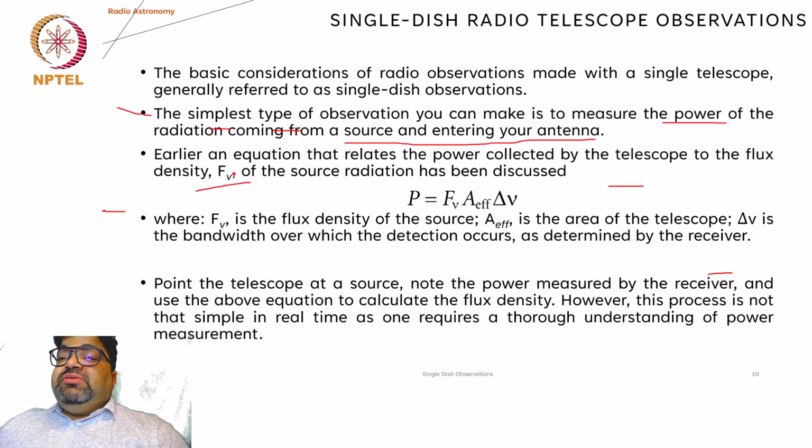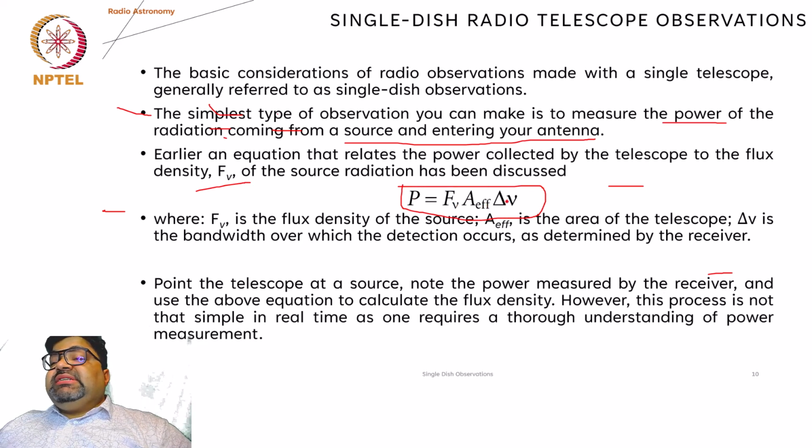So here F nu determines the flux density of the source. Okay, so P is equal to F nu times A effective times delta nu. So F nu is the flux density of the source, A effective is the area of the telescope, and delta nu is the bandwidth over which detection occurs.